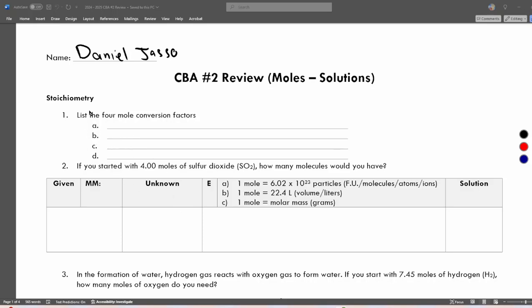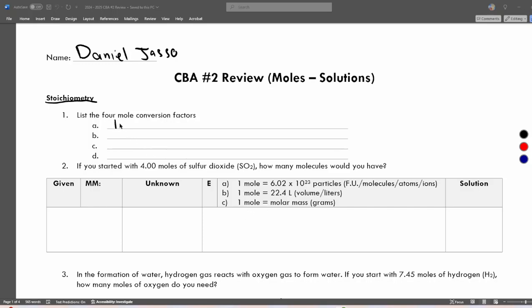Okay, so our first question here is about stoichiometry. Remember, stoichiometry was essentially grams to moles to grams, right? It says list the 4 mole conversion factors. Well, you can cheat a little bit. 3 of them are right here.